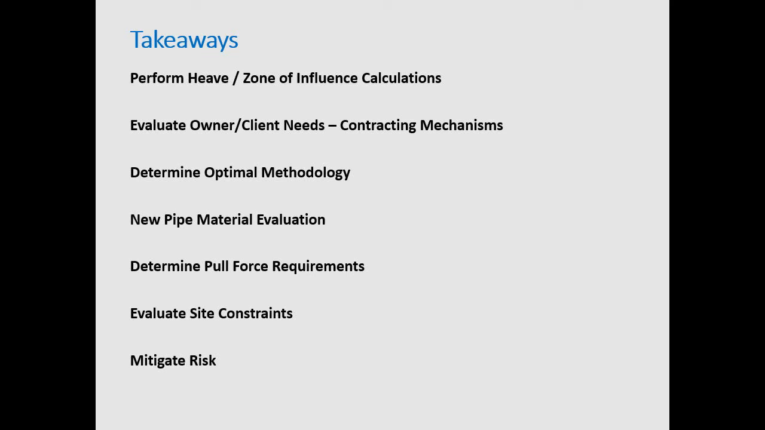Evaluate your site constraints. What do you have? What crossings do you have? What site utilities? What are you trying to avoid? And then mitigate your risk as best you can. There's no way to cut out all risk, but the more information you give to a contractor, the better bid price they should give you, and telling them what their limitations are.